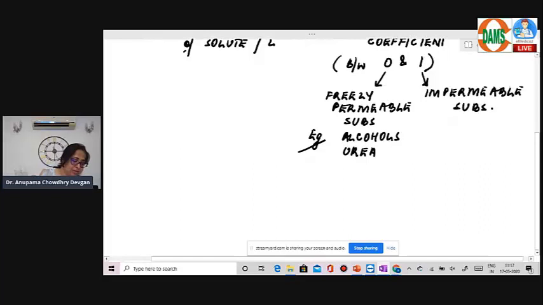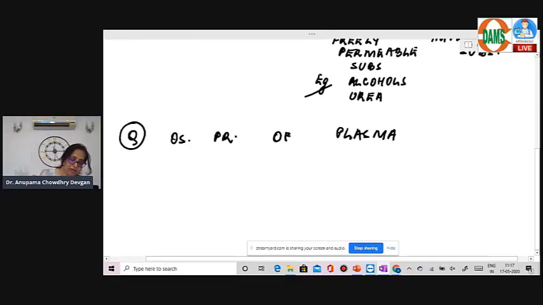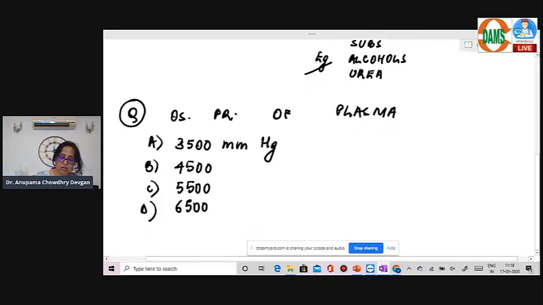Now, my next important question over here is, what is the osmotic pressure of plasma? Yes, the osmotic pressure exerted by plasma. Is it 3,500 millimeters of mercury? Is it 4,500 millimeters of mercury? 5,500 or 6,500 millimeters of mercury?